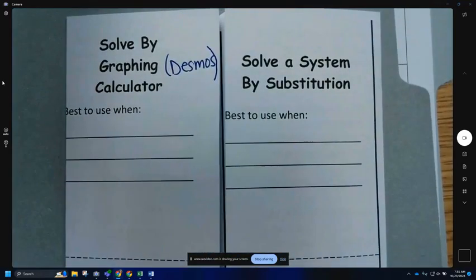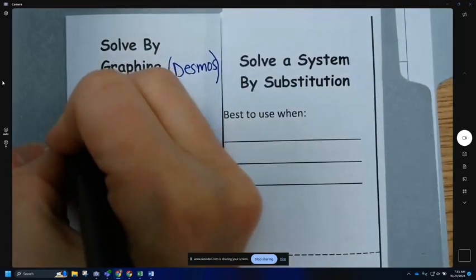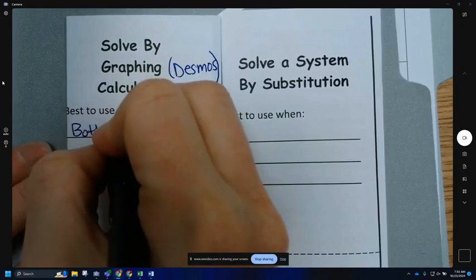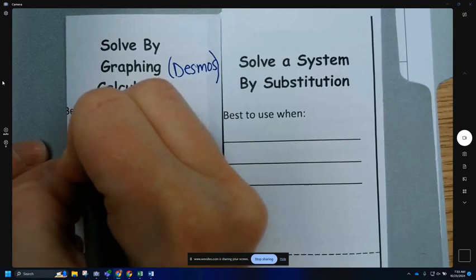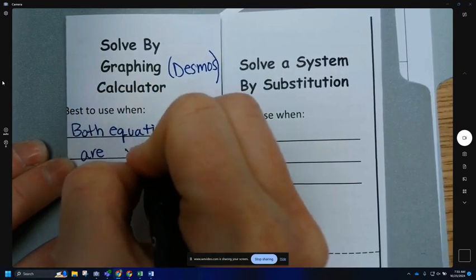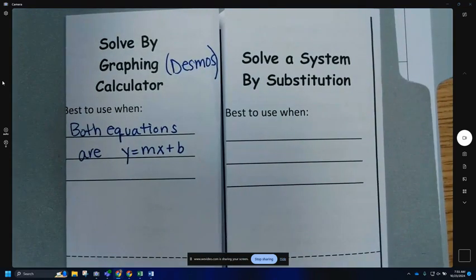Basically, solve by graphing. It's best to use this when both equations are y equals mx plus b, or they're easy to put into y equals mx plus b.